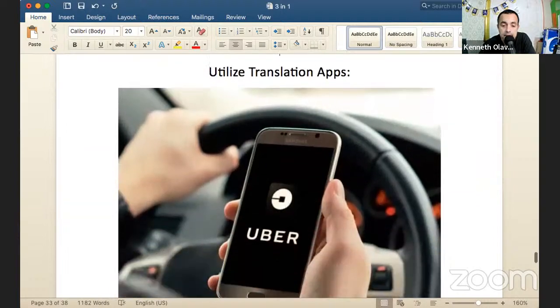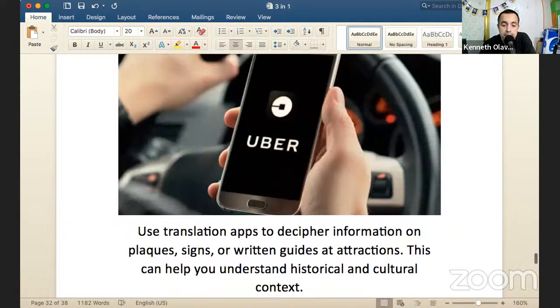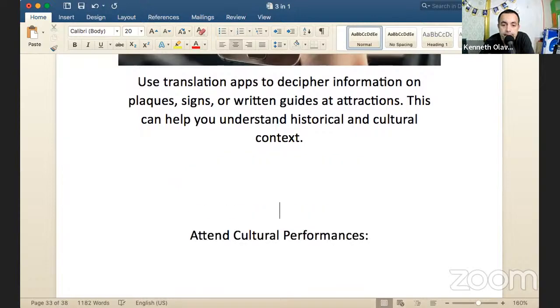Translation apps. Use translation apps to decipher information on plaques, signs, or written guides at attractions. This can help you understand historical and cultural context.